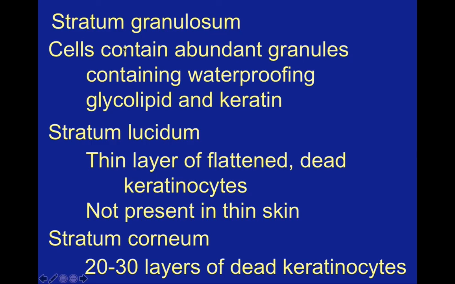Now just deep to this, we have the stratum granulosum. And granulosum is the giveaway for what's going to be found in this layer. The stratum granulosum contains cytoplasmic granules. And granules are pigments that can be seen under the microscope. So cells that have a lot of granules will stain very darkly. And we'll see the stratum granulosum here in just a second on a microscopic section.